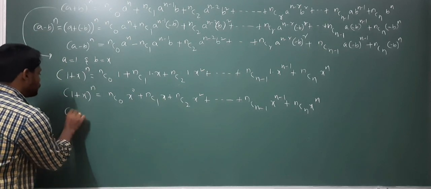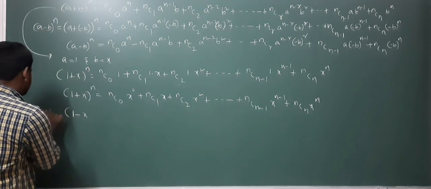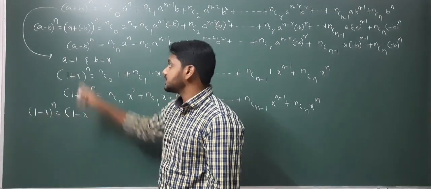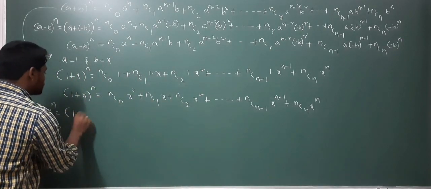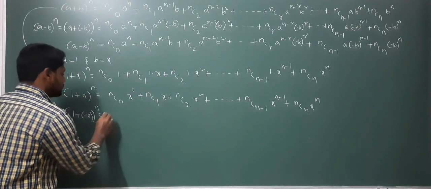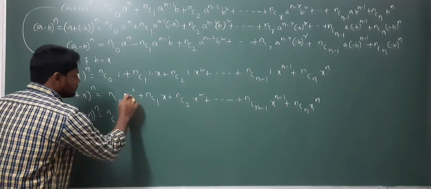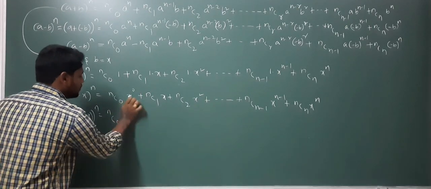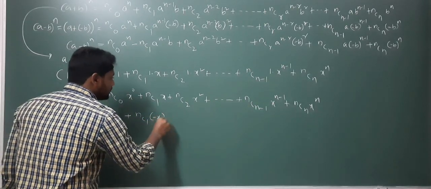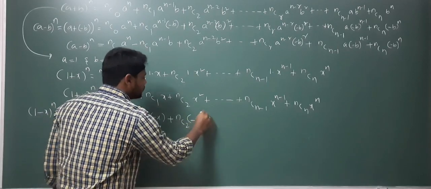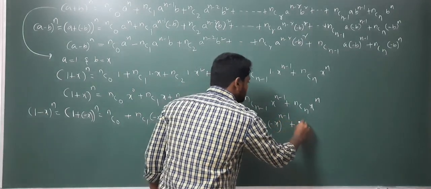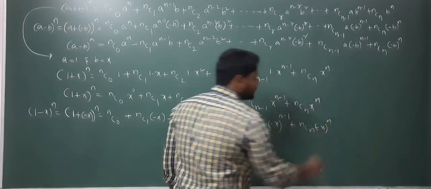Now what about (1 minus x) whole power n? Instead of x, what we need to substitute is minus x. So we can write 1 plus of minus x whole power n. Anything power 0 is 1, so it will become NC0 times 1, plus NC1 with minus x substituted, plus NC2 (minus x) whole square, plus so on, NCn minus 1 (minus x) whole power n minus 1 plus NCn (minus x) whole power n.